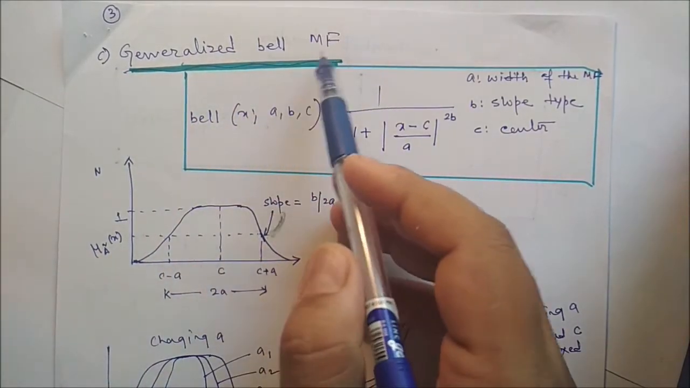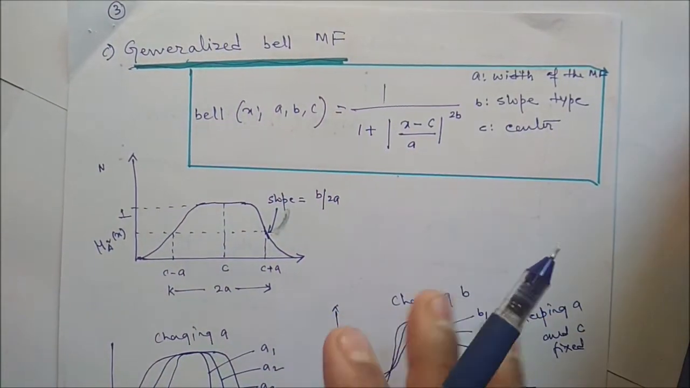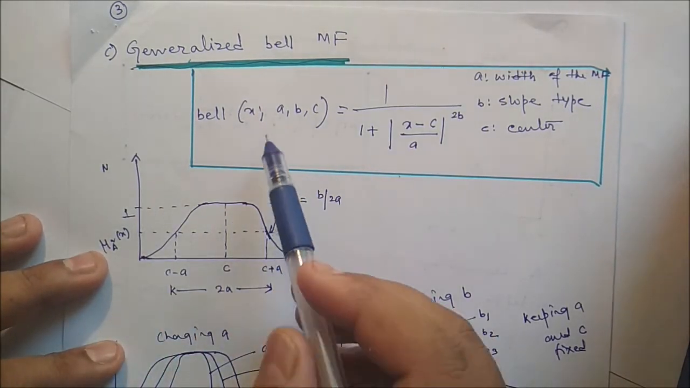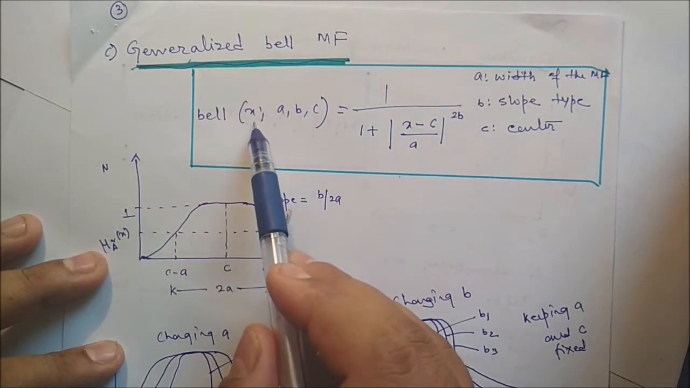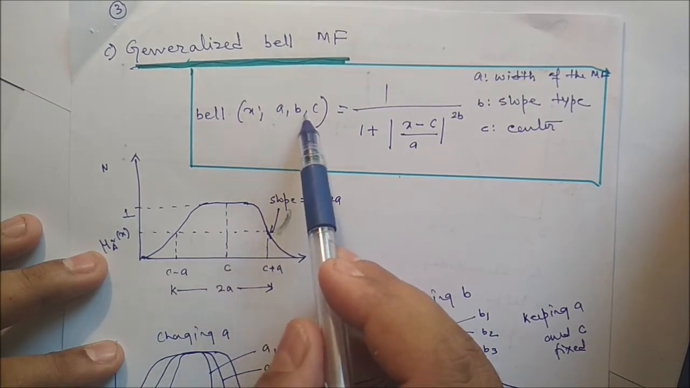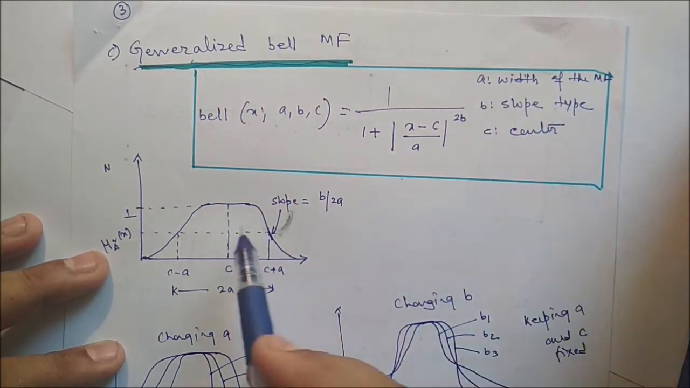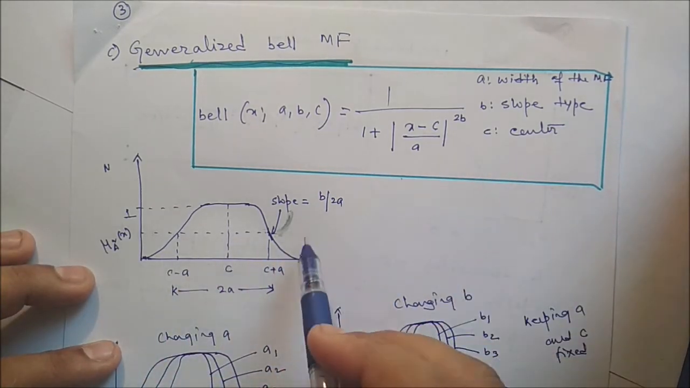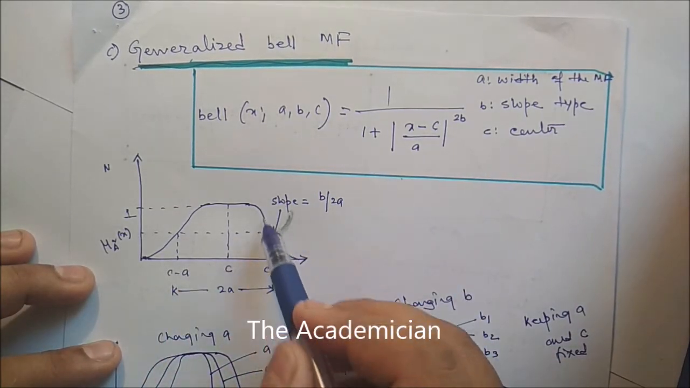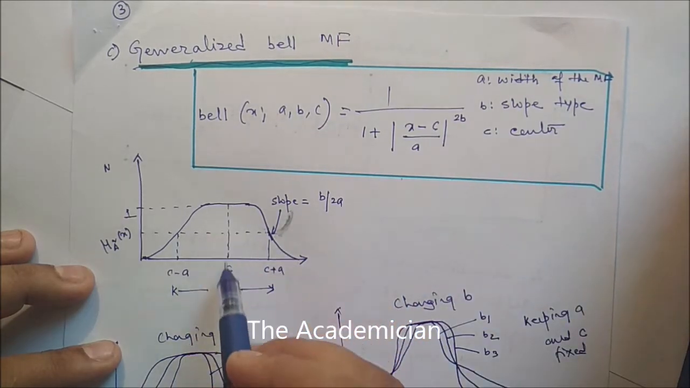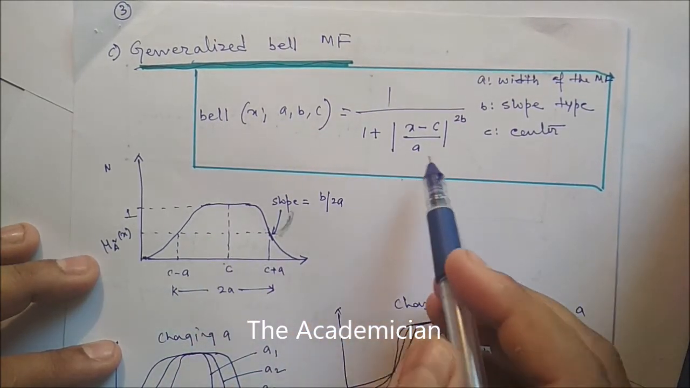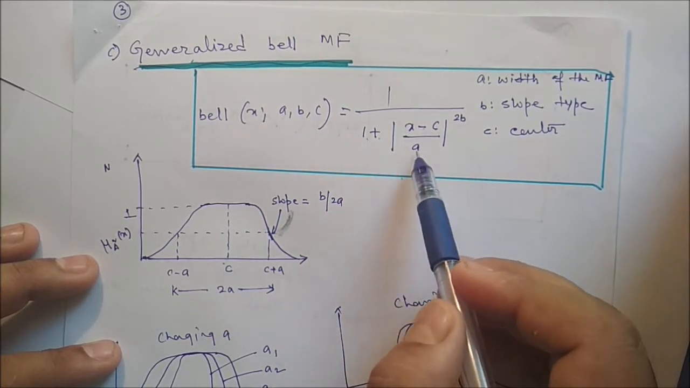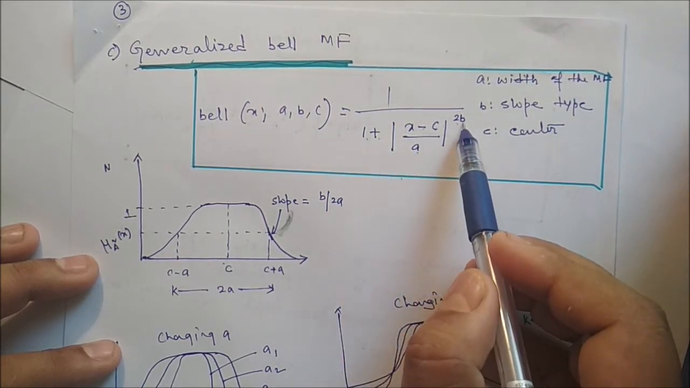Next is the generalized Bell membership function. The shape is somewhere like that. We can see here Bell(x; a, b, c). Through a we can control the width of the membership function, through b we control the slope, and c is the center. The formula is 1 by 1 plus mod of (x minus c) by a, to the power 2b.